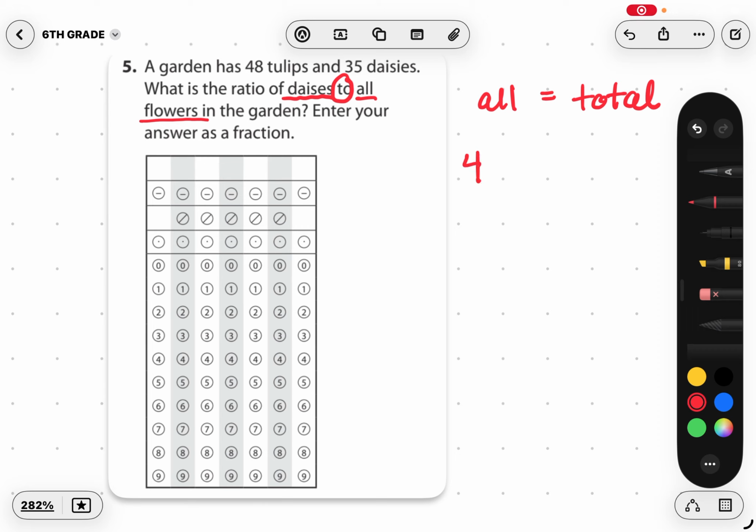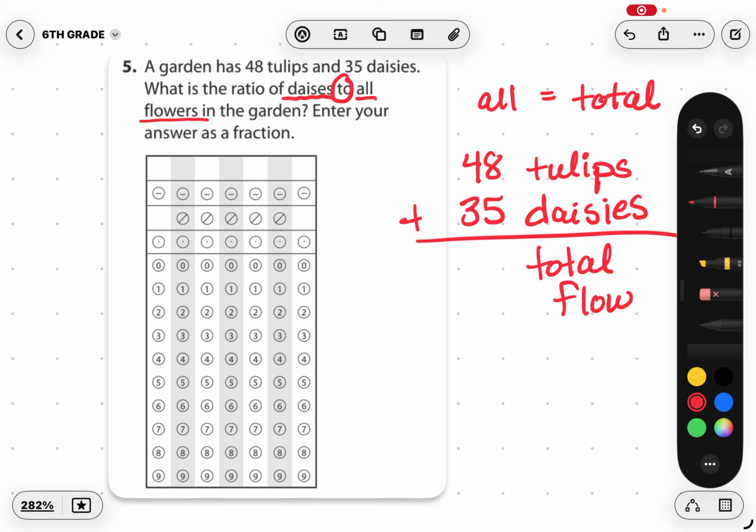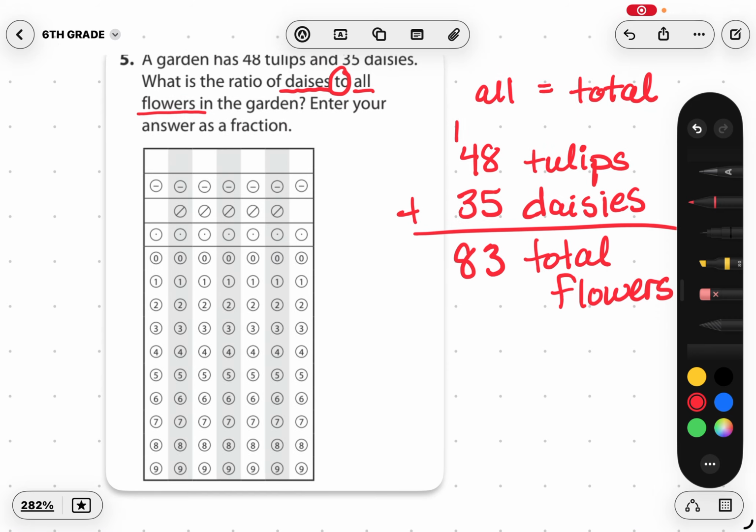Well, first, we have to add up the total amount of flowers. So, there are 48 tulips and 35 daisies. And that's going to give us total flowers, once we add those up. So 8 plus 5 is 13. So we have 3, and then we're going to carry the 1. 1 plus 4 is 5, plus 3 is 8. So there are 83 total flowers.